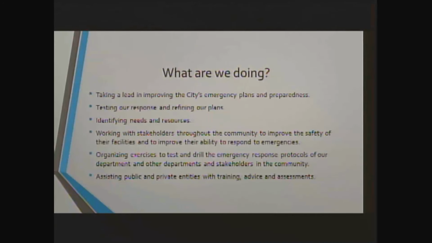And we're working with stakeholders, both public and private, throughout the community to improve the safety of their facilities and to improve their ability to respond to emergencies. Part of this involves organizing exercises to test and drill the emergency response protocols of our department and other departments. We assist public and private entities with training, advice, and assessments.